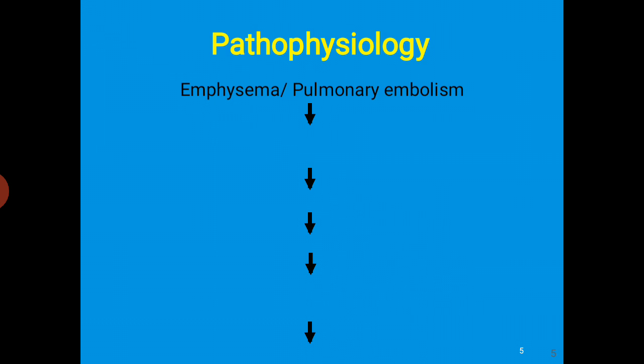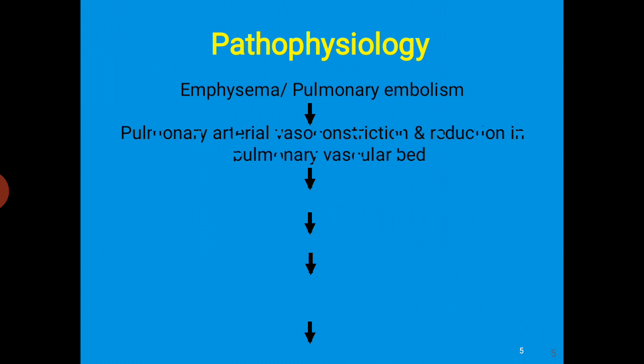Pathophysiology: because of emphysema. What is emphysema? It is a condition in which alveolar sacs are damaged. ठीक है. So because of emphysema or pulmonary emboli, there is pulmonary arterial vasoconstriction and reduction in the pulmonary vascular bed. क्या होगा, because of this pulmonary emboli and emphysema there will be vasoconstriction of the pulmonary arteries, which will lead to the reduction in the pulmonary vascular bed, and this will increase the vascular resistance.